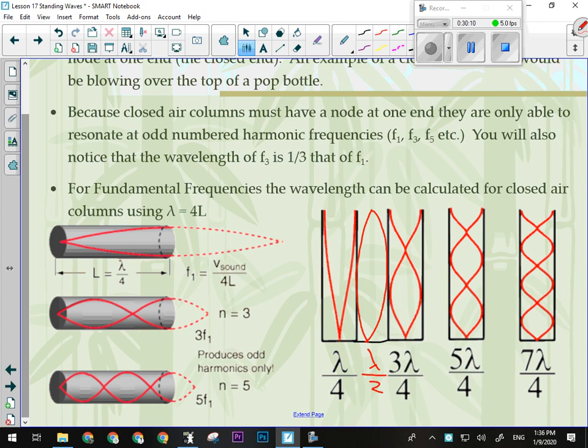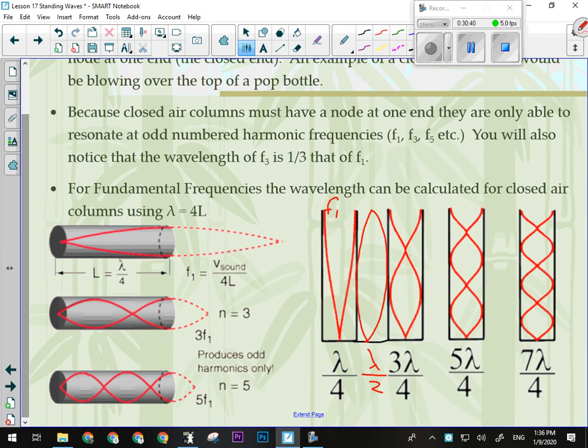Okay, but a closed air column, because there's always a node at one end, can only resonate at odd numbered frequencies, F1, F3, F5, F7, and so on. Okay? Everybody follow me there? So that means if you ever got a question about closed air columns and it said calculate the fundamental frequency, you'd be calculating F1. Then it might follow up with what's the next frequency you would hear?